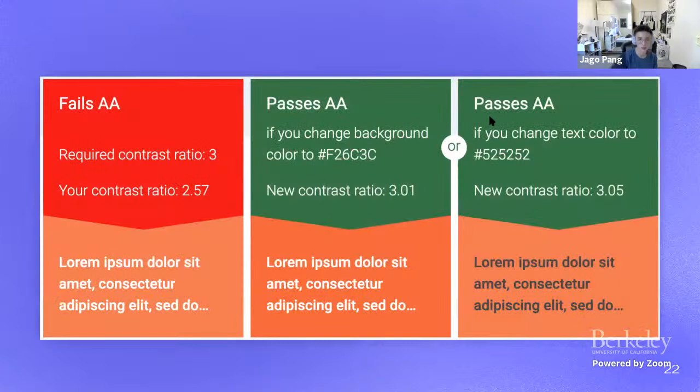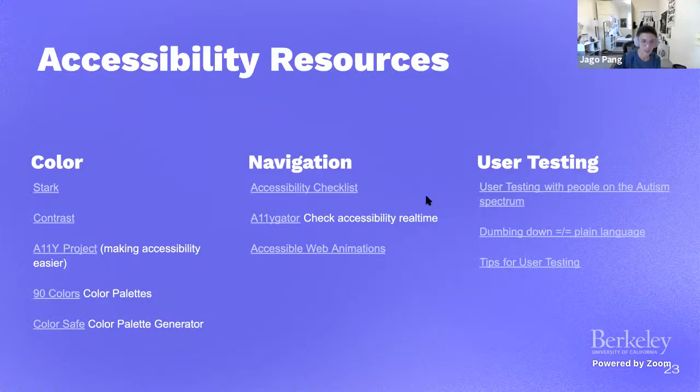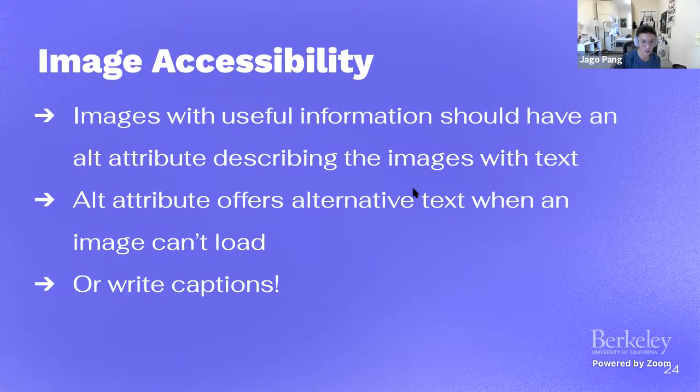An example level is called AA. The levels are split into A, AA, and AAA. The minimum ratio for AA, I think, is 3. So these are just some examples of what passes the WCAG AA standard. A lot of acronyms today. Here are some more resources.